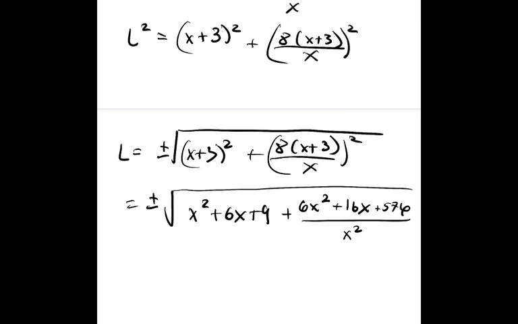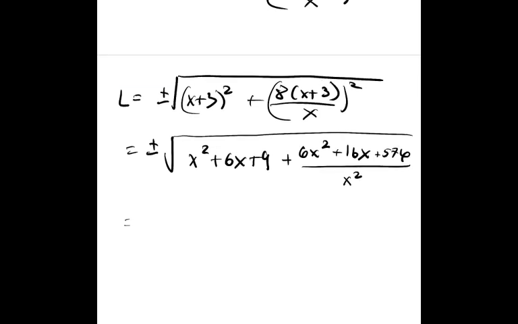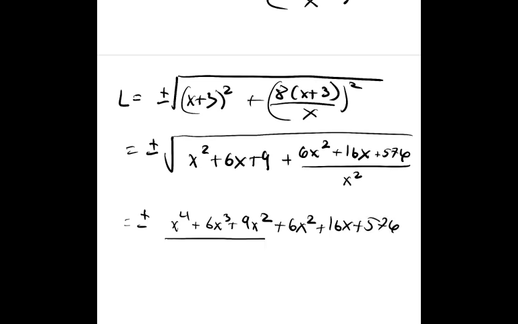Okay, so what I'm going to do, let's get a common denominator of x squared. This is going to become x to the 4 plus 6x cubed plus 9x squared plus 6x squared plus 16x plus 576, all over x squared. We want the square root of all of that.